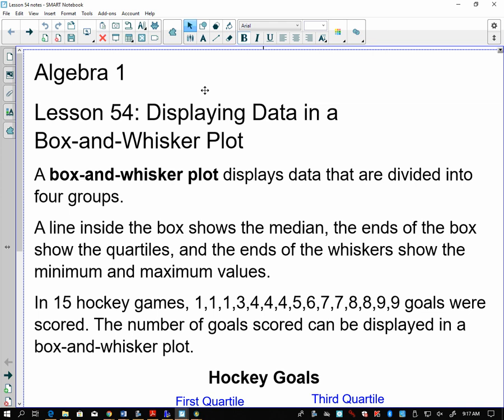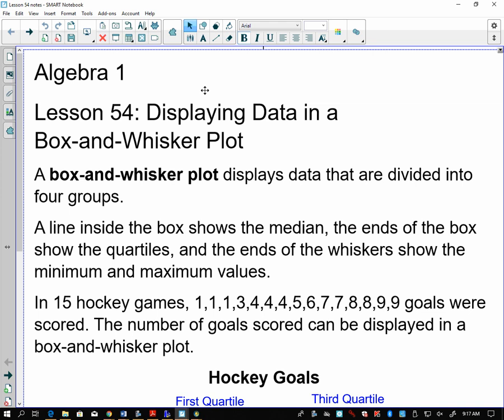So the line inside the box shows the median. The ends of the box show the quartiles, and the ends of the whiskers show the minimum and maximum values. So we have an example here. We have 15 hockey games, and we're looking at the number of goals scored in each game.